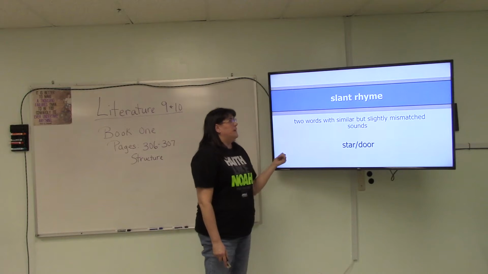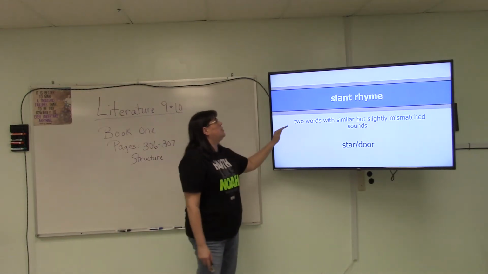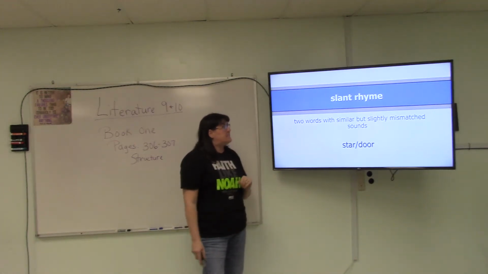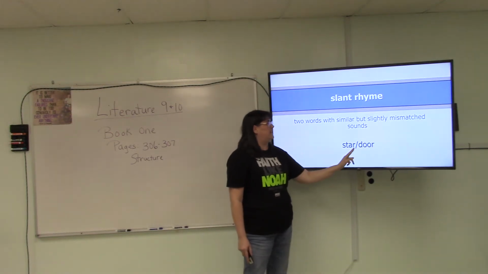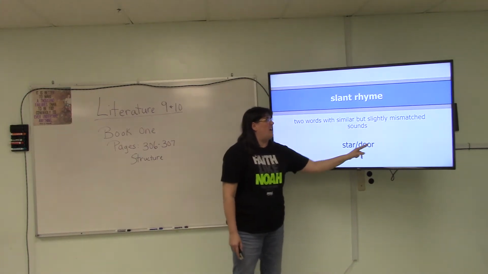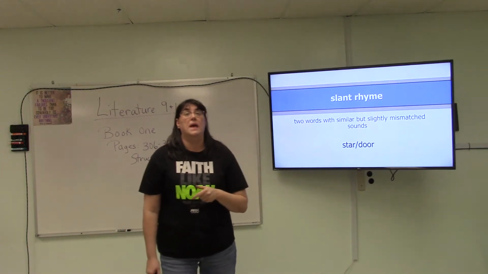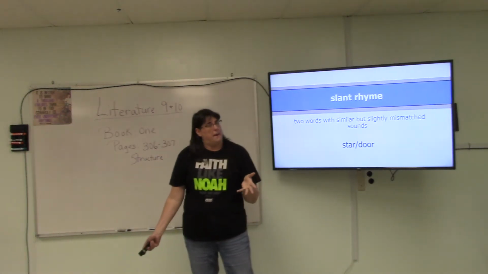Slant rhyme. And here's a little something different that we haven't learned yet. The slant rhyme is where 2 words are similar, but they're mismatched. Like they both end in the R, but they don't rhyme. Star and door. It's a slant. There's an R there, we hear the R, but there's not really a rhyme. So that's called a slant rhyme, where they might have similar letters and whatnot, but they don't really rhyme.